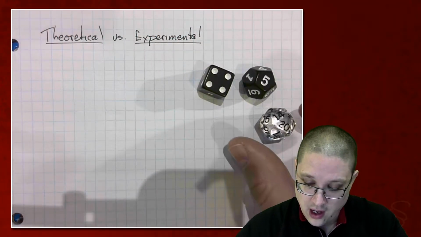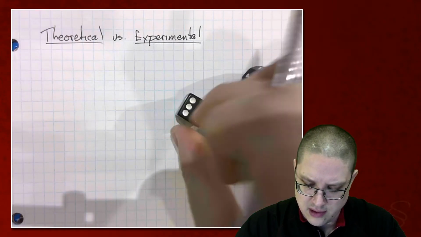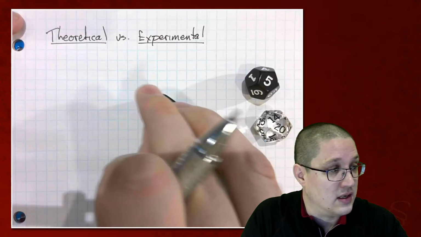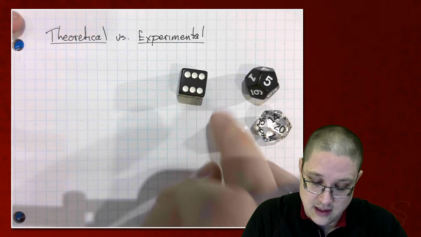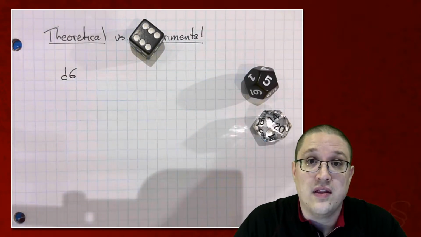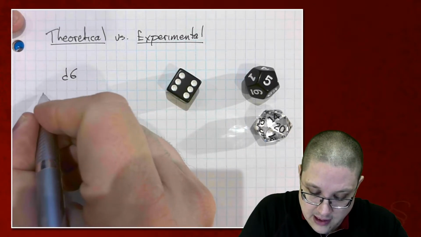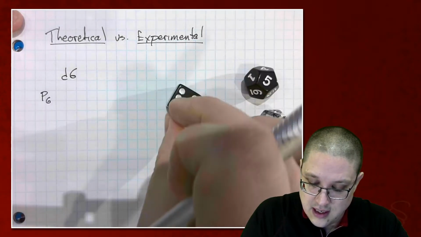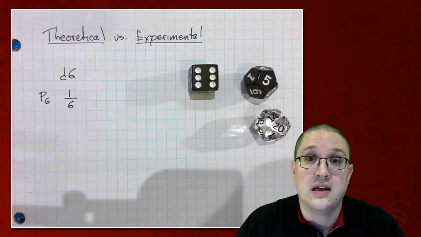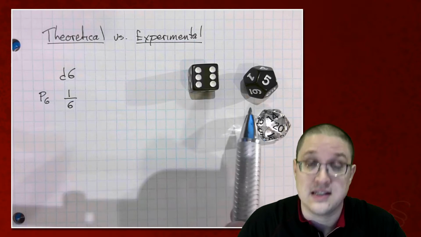So here, I have three different types of dice. This first one is what I would call a normal die. This one has 6 sides on it. You can see that there are 6 different sides, with 6 different numbers on them. So I'm going to call that a D6. Now, if I want to roll a 6 on that, the probability of rolling a 6 is pretty straightforward: 1 out of 6. There's one side that has a 6, and there are 6 different sides on this die.